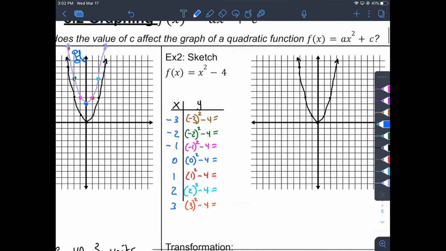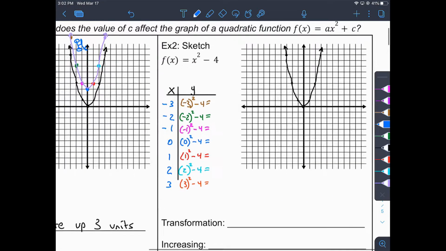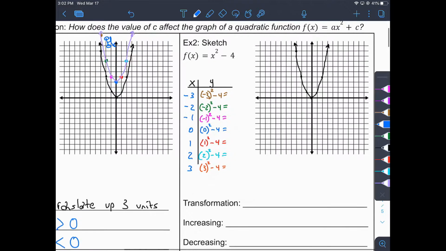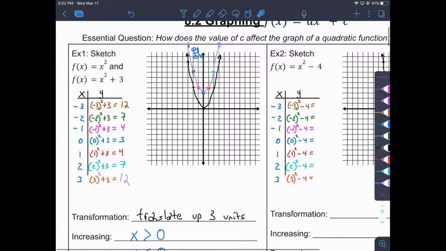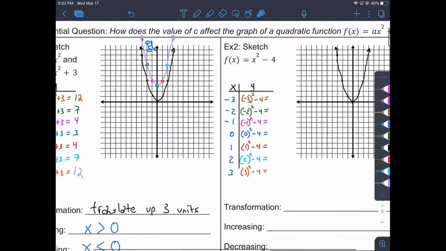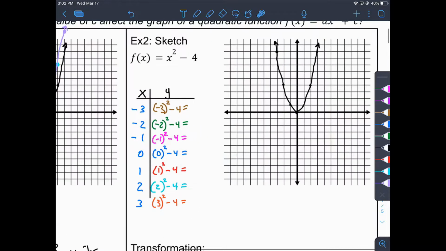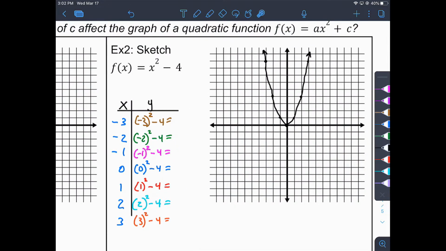All right, next one. Another example of this. Just to compare, remember the previous one? It was +3, and the graph shifted up 1, 2, 3. Well, based on that logic, what do you suppose might happen if we have x squared minus 4? What do you suppose would happen to the graph? Take a moment and think about that.